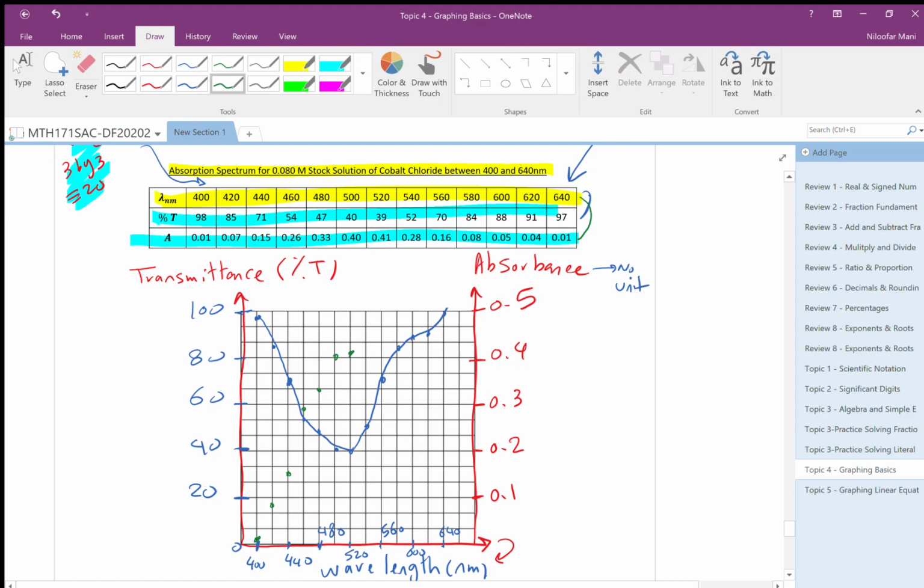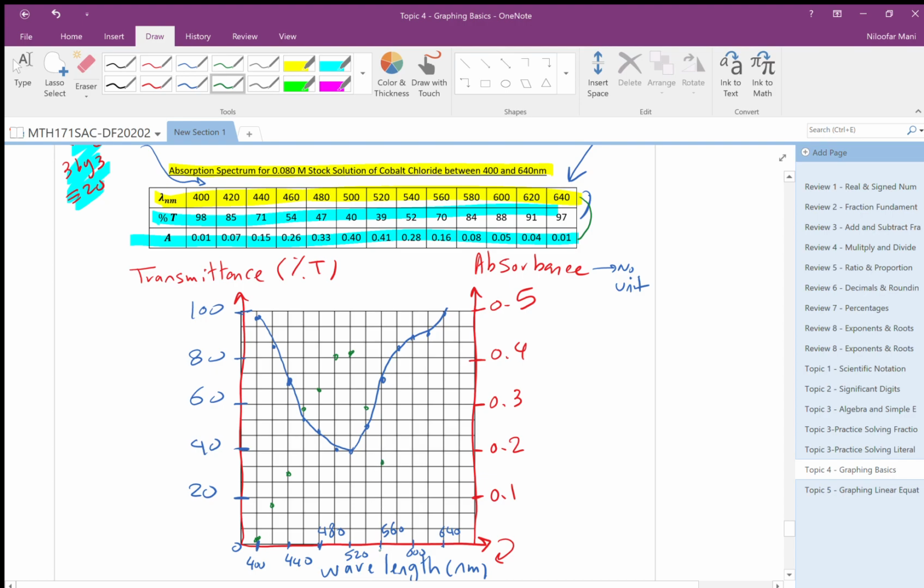Okay, so how about next? Then I do 540 again. I come down, 540, 0.28, so I come to here all of a sudden. Then I have 560, 0.16, so I come close to here.